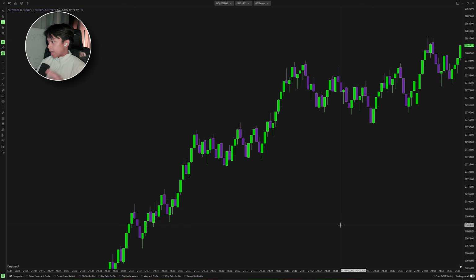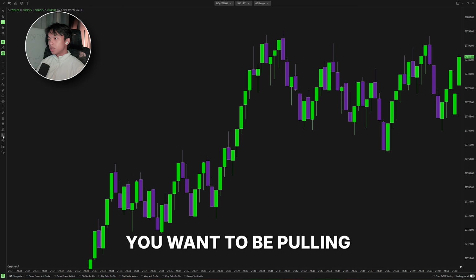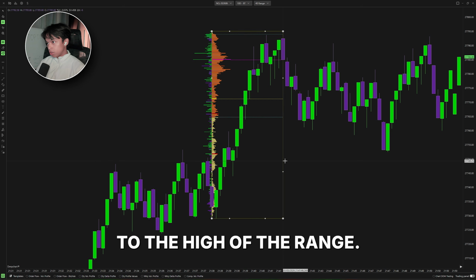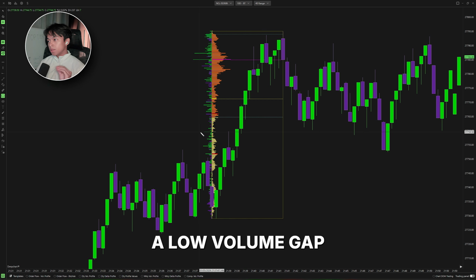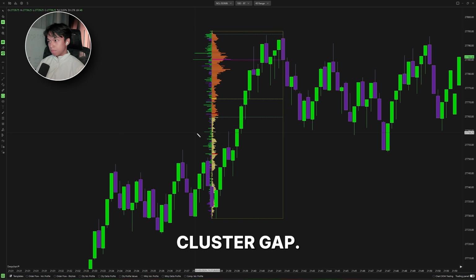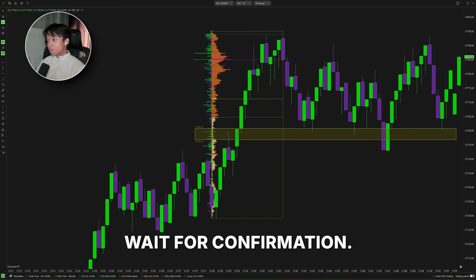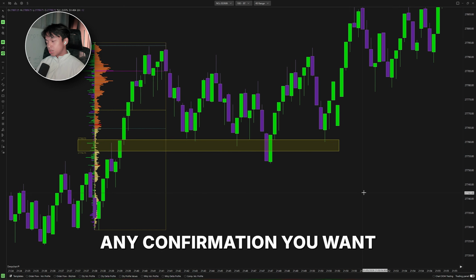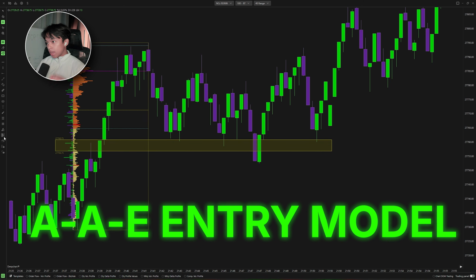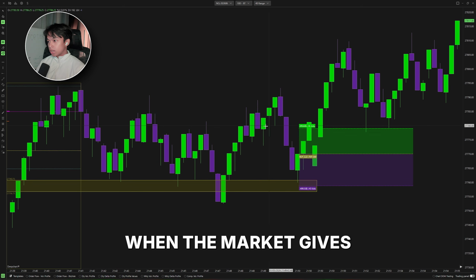So now we're going to be jumping into the quick checklist recap. If you want to draw fair value gaps the way that I look at them, I want you guys to be using this very simple checklist. Number 1, find your trading range. Number 2, pull the volume profile from the low to the high of the range. Number 3, locate a low volume gap or look for a low volume cluster gap. Number 4, mark the actual usable gap. And number 5, wait for a confirmation. You can use any confirmation you want, or you can use my AAE entry model. Number 6, only enter when the market gives you confirmation.